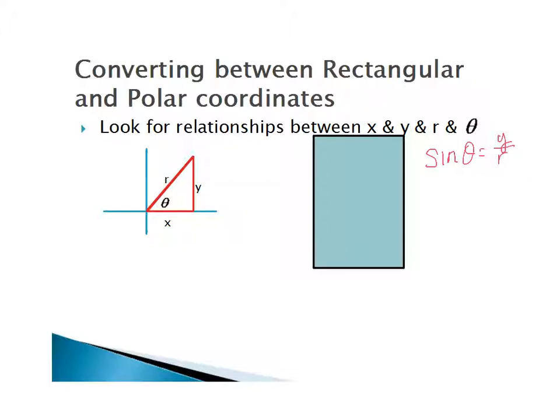Now I wrote that, but I'm going to clean that up a little bit. I'm going to get rid of the fraction, so I'm going to multiply both sides times r, and then I would have y is equal to r sine theta. Okay, I could do cosine. Cosine theta would be adjacent over hypotenuse, and again I'm going to get rid of the fraction, so I know that x would be r cosine theta.